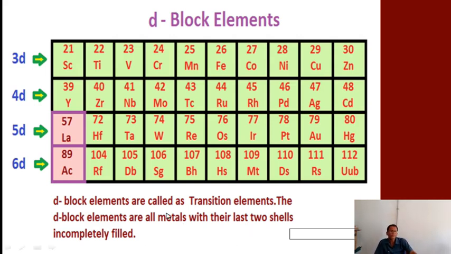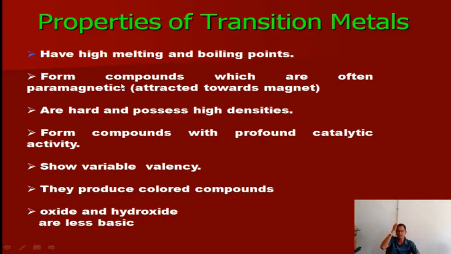And what are the properties of D block elements? Let us discuss. These are very important properties you have to remember. High melting and boiling points. All transition elements have high melting and boiling points, and they have very good magnetic character. When they are attracted towards a magnet, they are called paramagnetic. When they are repelled by the magnet, this is called diamagnetic. They are also very hard and have high density. High density means heavier.